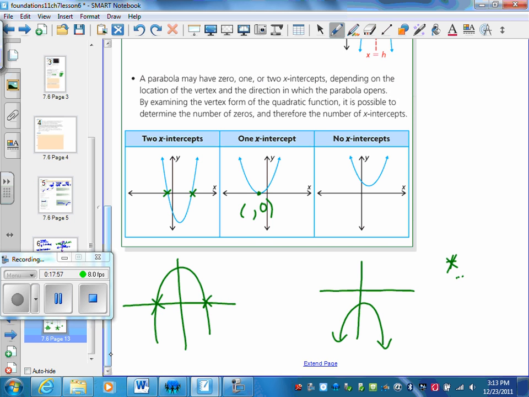Okay, you guys have your assignment sheet, so you can start your assignment.